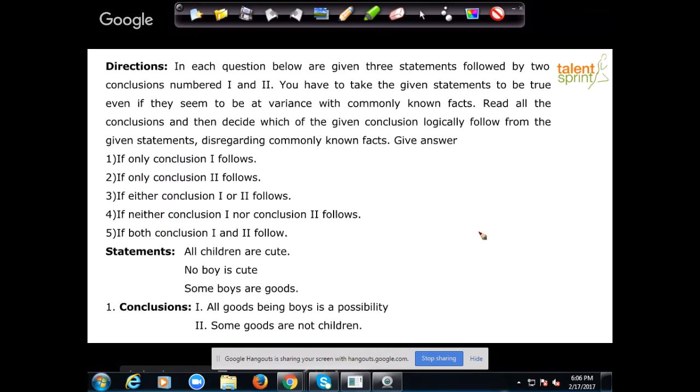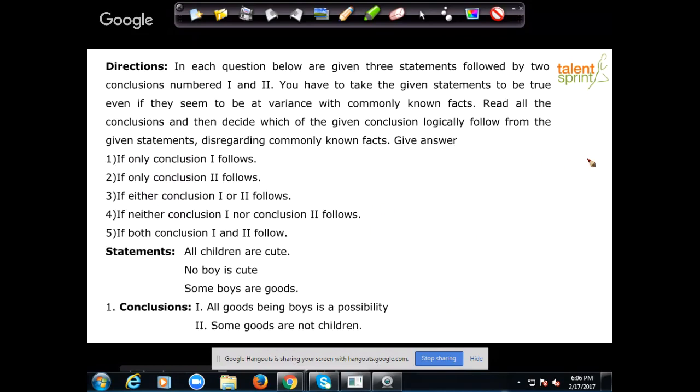Now, let's look at the statements. All children are cute. No boy is cute. Some boys are goods. Now, we know that commonsensically some things may not make sense here, but like I said, put that common sense aside and solve the questions. Now, one of the best ways to solve questions on syllogisms is by making Venn diagrams, and that is exactly what we will do. Okay, let's see.